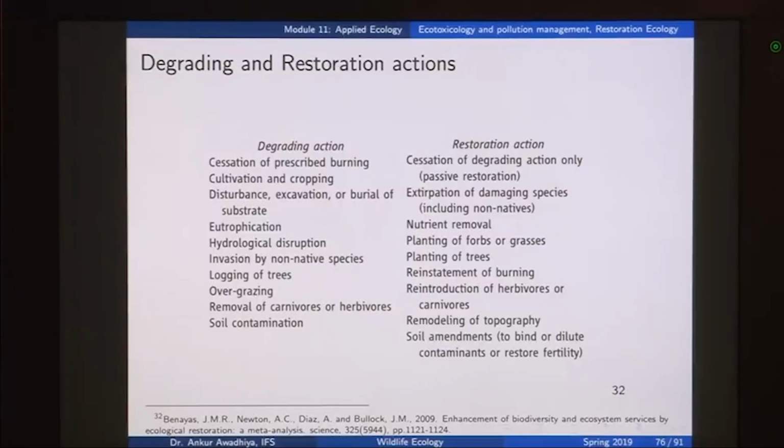Or things like soil contamination. So, if you are adding a lot of pesticides or heavy metals into the soil, or if there is say a radioactive fallout that is contaminating the soil, these are all degrading activities.